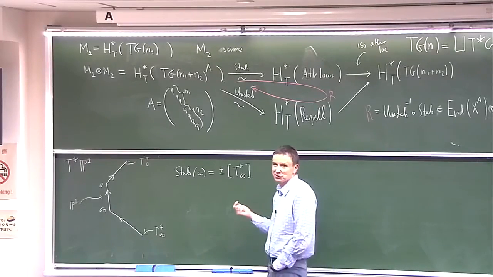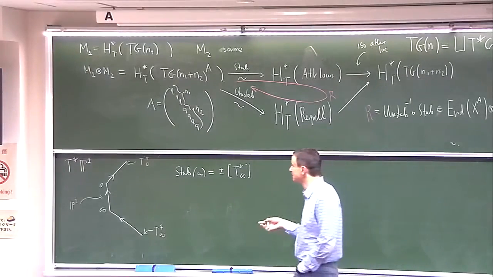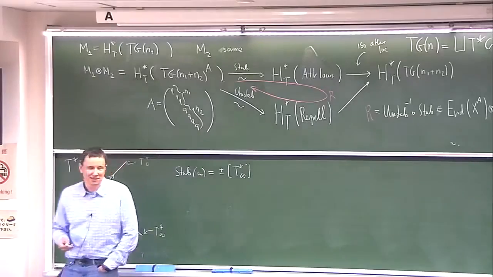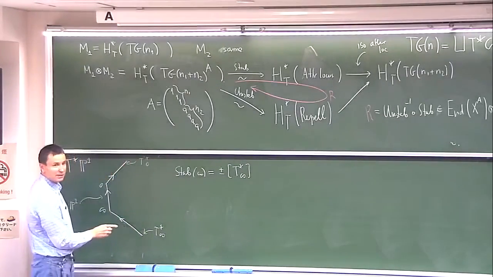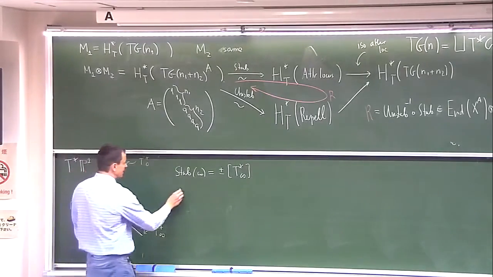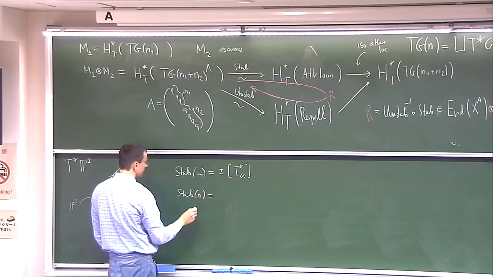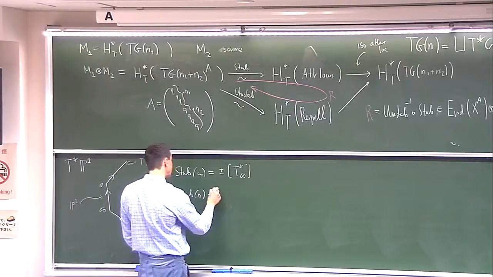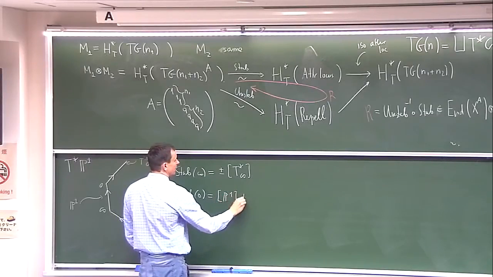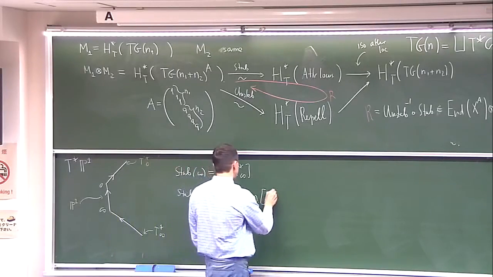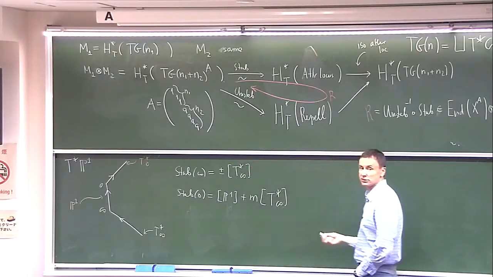Let me not explain how you choose the sign. It's easy, but it's just some extra piece of information. And then, more interestingly, what should be the stable envelope of 0? Well, it starts with P1 itself, plus some multiple m of the cotangent fiber at infinity, where m is an integer.